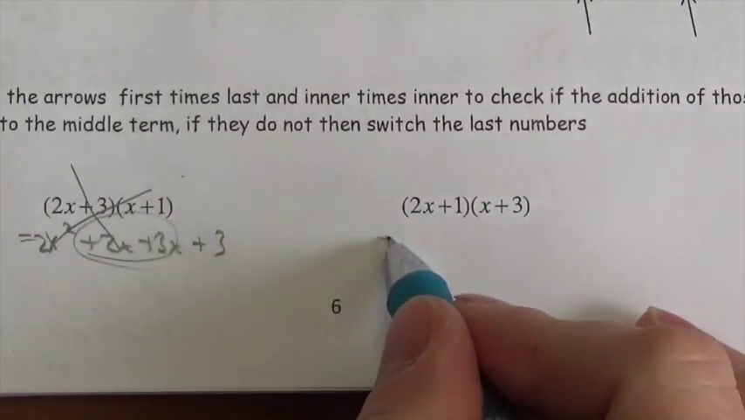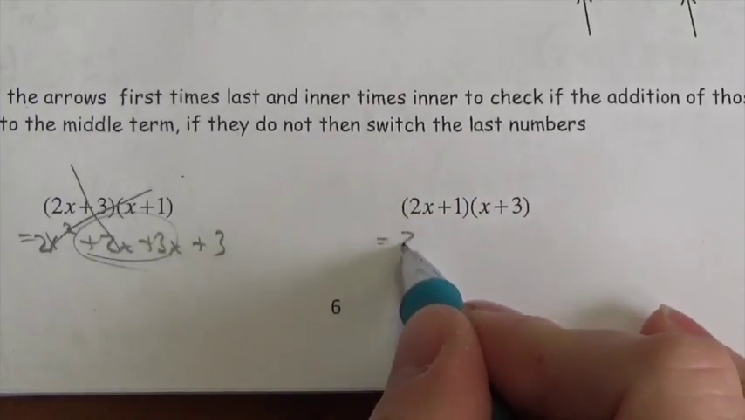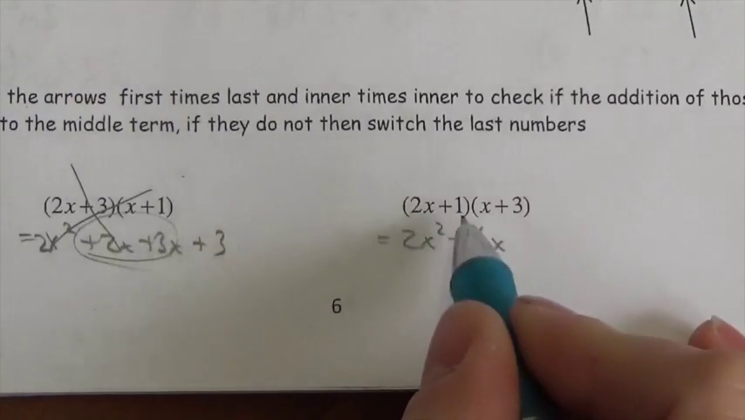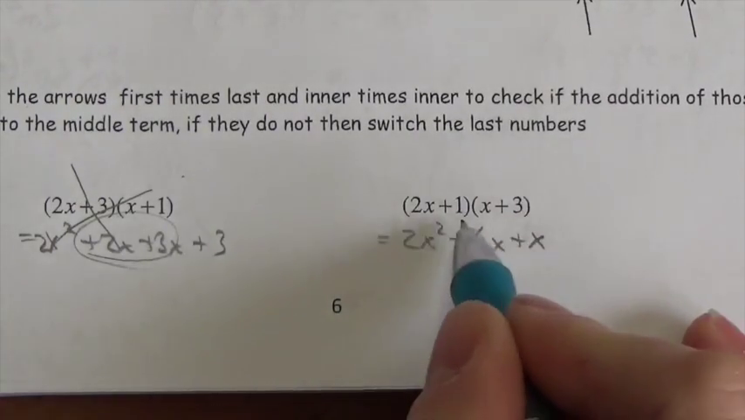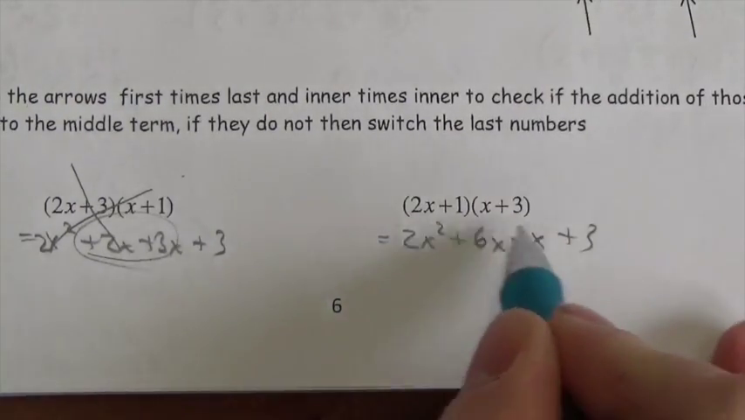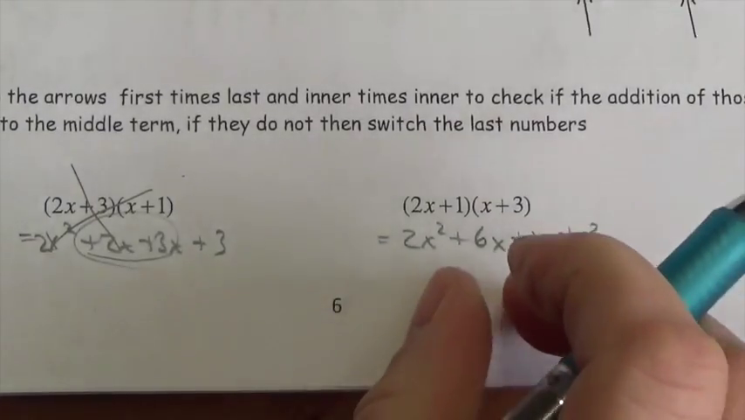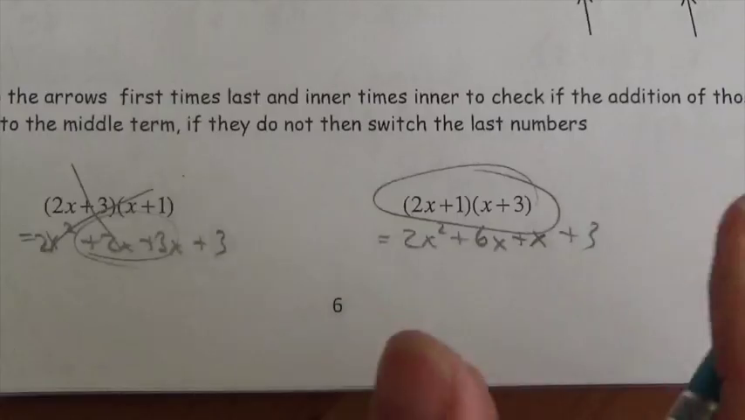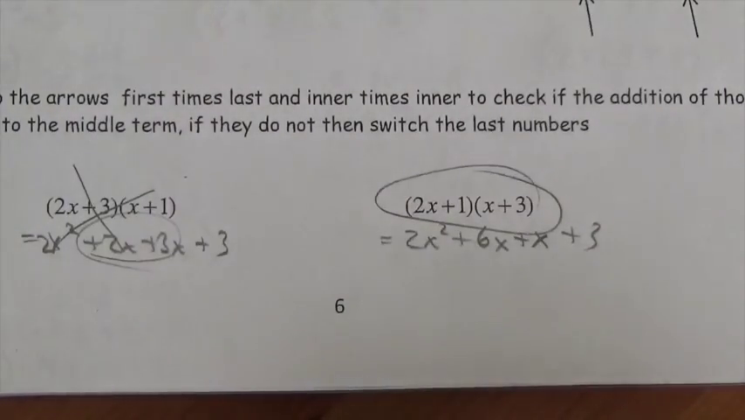Now we're just going to verify that by multiplying that out. 2x times x is 2x squared. 2x times 3 is going to be 6x. 1 times x is 1x, 1 times 3 is 3. And when I add those together, yes, I'm getting my 7x in the middle there. So this is the answer that I'm looking for to factor that expression.